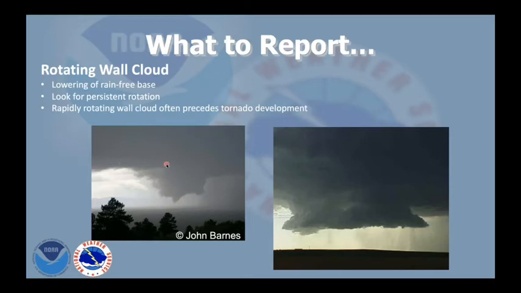But so, rotating wall cloud, lowering of rain-free base. That's not always the case. Sometimes they are rain wrapped, but here in Colorado we have nice dry air, so a lot of our mesocyclones and wall clouds are more rain-free. But you can look for just persistent rotation. I'll show you a video too, but you're going to see this rotate. We want to know about that, because that means the atmosphere is primed for a tornado. It just hasn't produced quite yet.